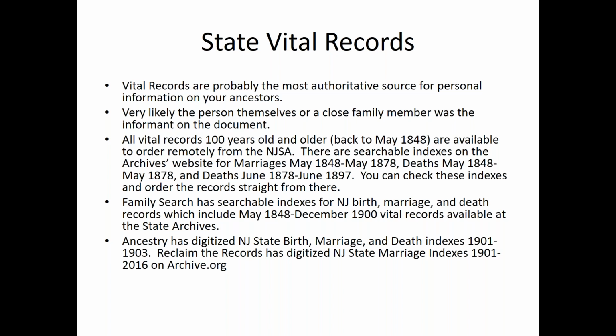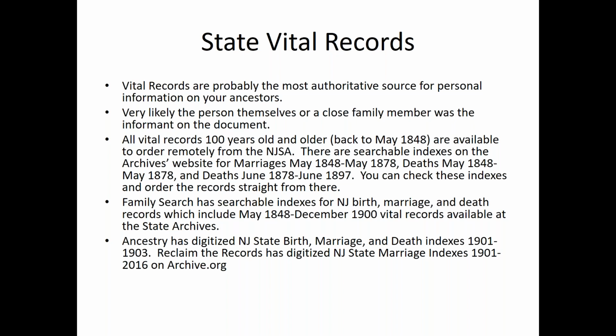Now, Family Search has taken the microfilmed indexes, which are based on the book indexes, which the state archives owns, and they have created searchable indexes for New Jersey birth, marriage, and death records, which includes all vital records from May of 1848 to December of 1900. These are the vital records, again, that are available at the state archives.